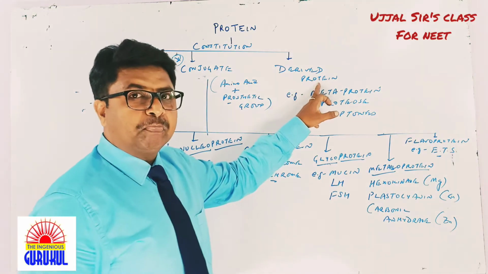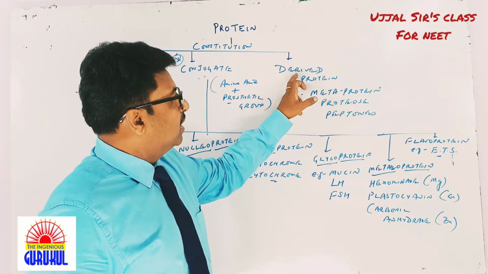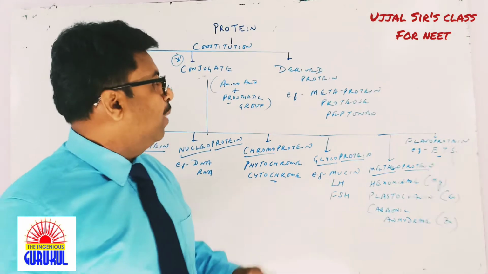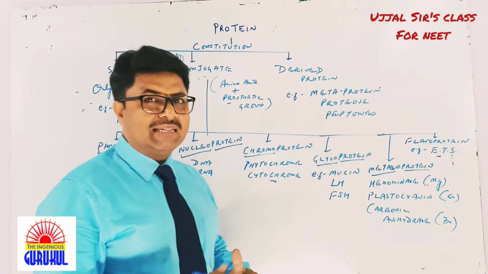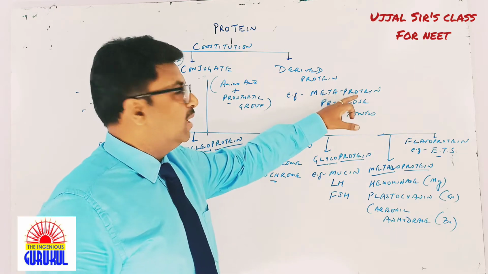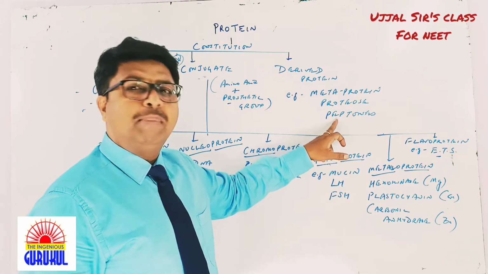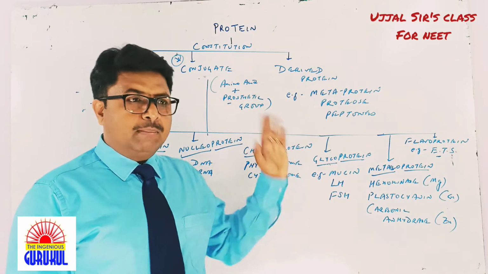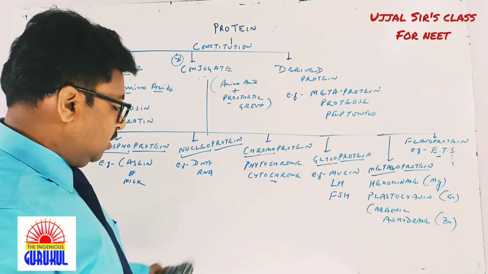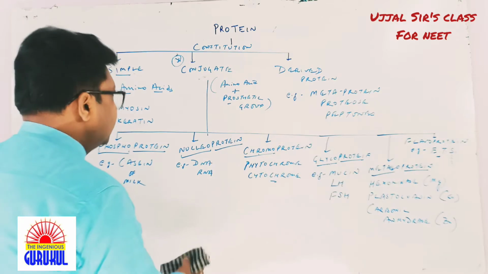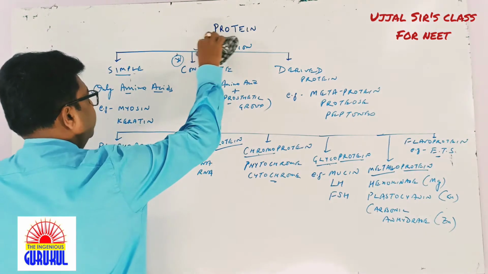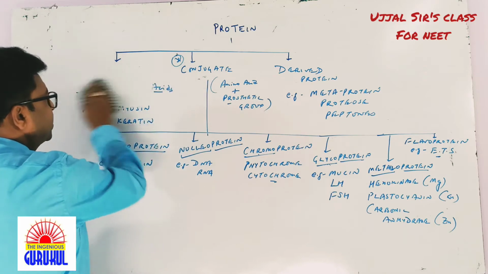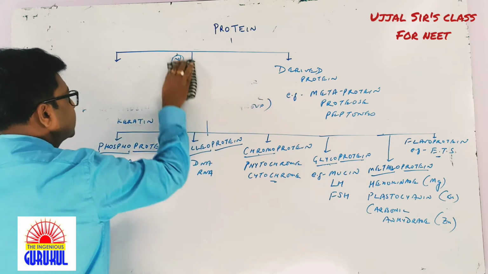Derived protein is the third one, and why is it called derived? Because they are the outcome of the metabolism of protein. So when the protein is being broken down, being digested, it changes into metaproteins, proteoses, and peptones. So these are the derived kinds of proteins. So this is about the classification of protein on the basis of constitution. Next, we are going to understand the classification of protein on the basis of its structure. So we're going to make it into 4 different classifications.